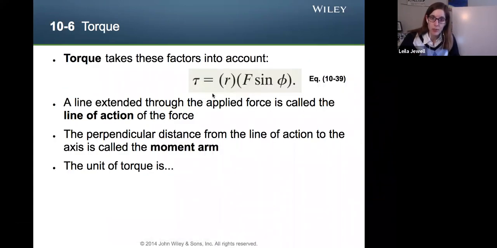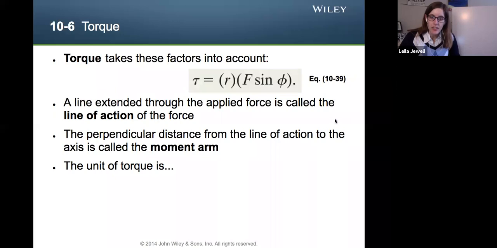Torque, we use the symbol tau. It's a Greek letter. And it's equal to the radial distance from the axis of rotation to where the force is being applied, times the magnitude of the force, times sine of phi, where phi here is the angle between the radius and the force, which you can see on the previous slide if you want to double check that. So it's not just any angle, it's between R and F.